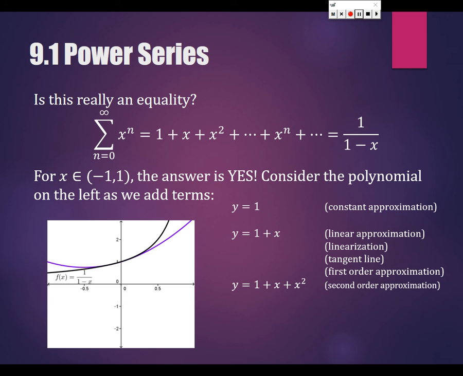Notice how already the purple graph seems to be converging at every point to the black graph, even though we're only 3 terms in. Here's the third order approximation, just showing that it is getting better. There's the fourth order approximation, getting even better still.